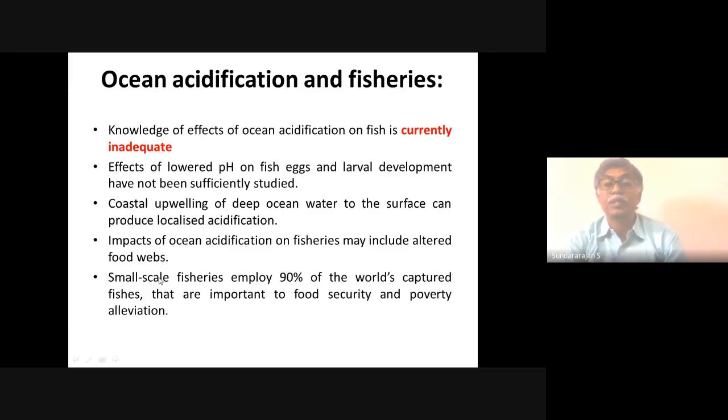Small-scale fisheries employ a large share of the wild capture fishers, about 90%, very close to the source areas. Mostly they are small village people capturing fish. There is a large gap in a country like India, where there are mainly large vessels and deep sea fisheries are very few. These small-scale fisheries are important to food security and poverty alleviation in countries like India.